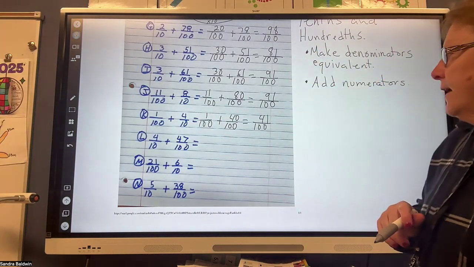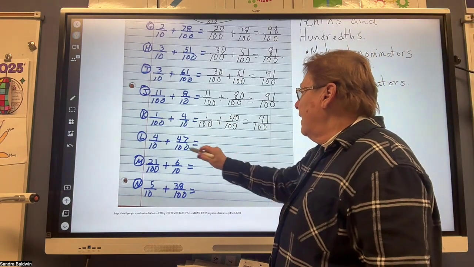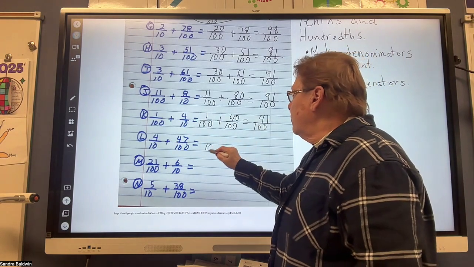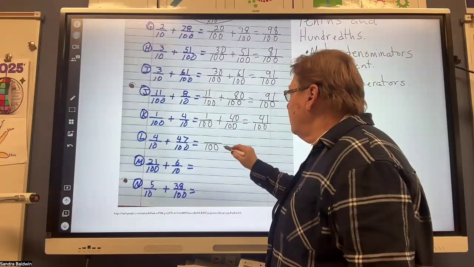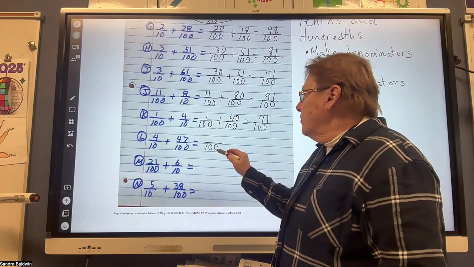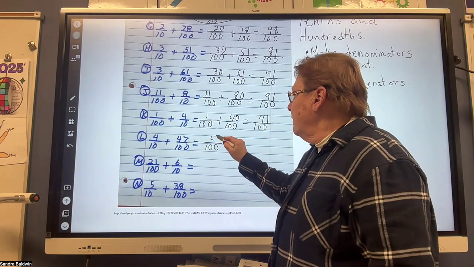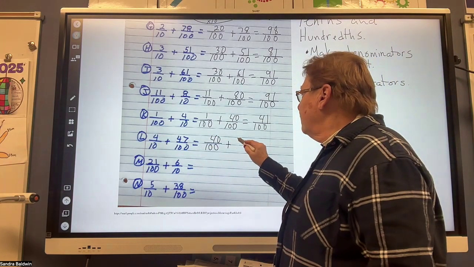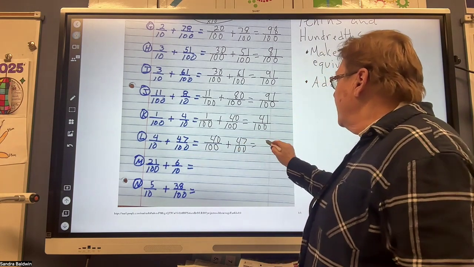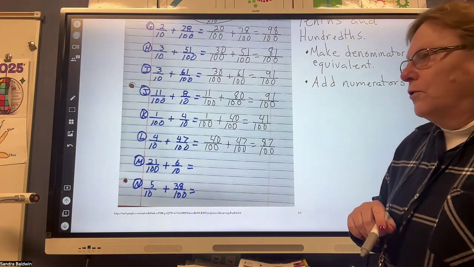Problem L, 4/10 plus 47 hundredths. Hopefully you can see the pattern. I have to have equivalent fractions before I can add them. So I'm going to find the equivalent fraction with 100 as the denominator. 10 times 10 equals 100, so I have to do the same thing to the numerator. 4 times 10 would be 40 plus 47 hundredths. That will give me 87 hundredths. Okay, we have 2 more to go.